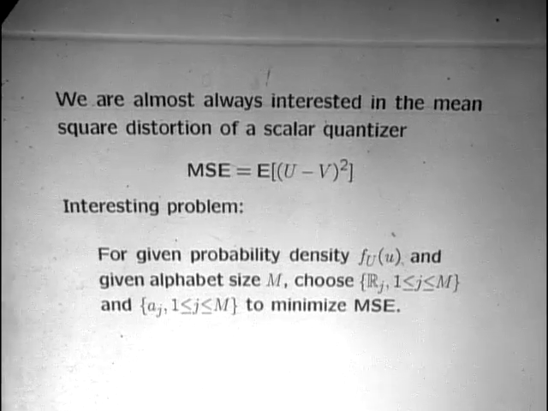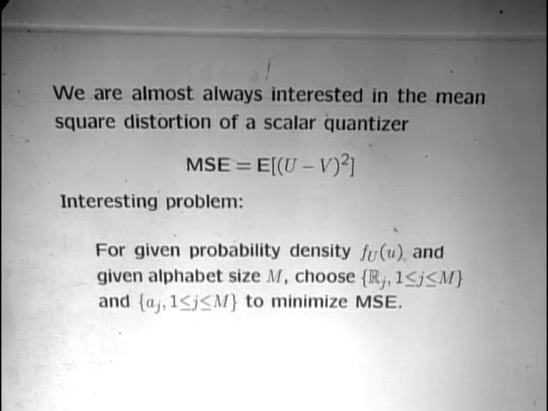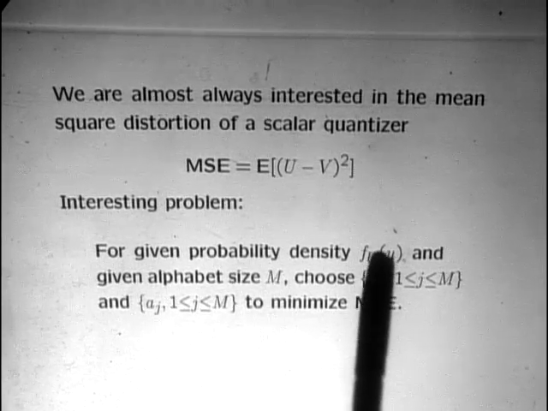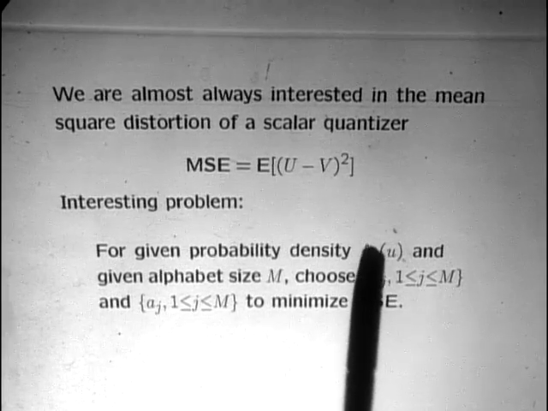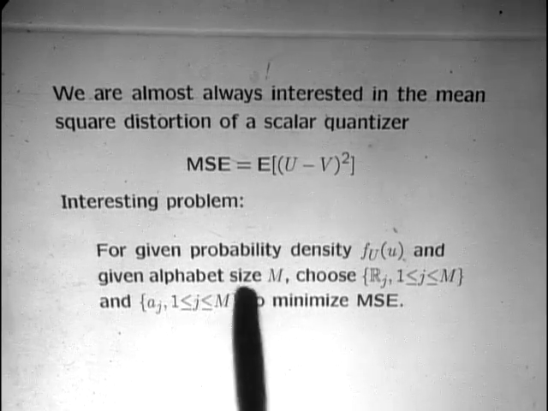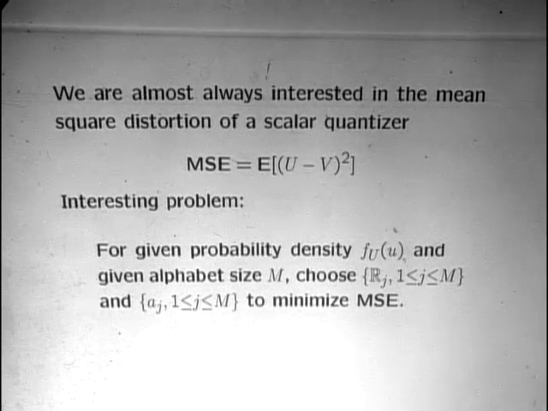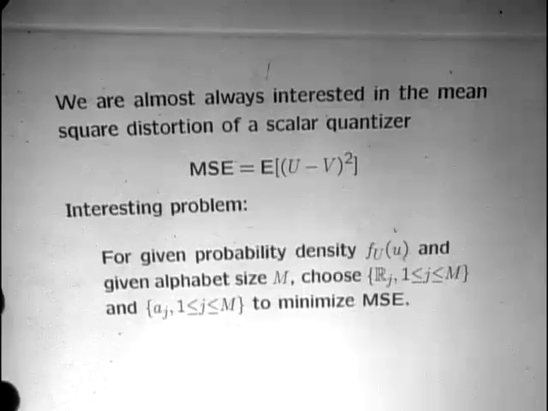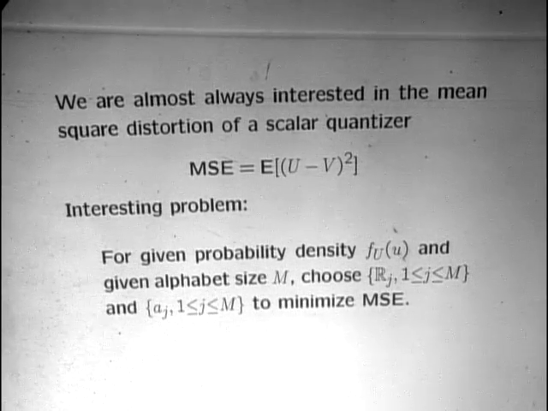Okay, so given that we're interested in the mean squared distortion of a scalar quantizer, an interesting analytical problem that we can play with is for a given probability density on this real random variable, and we're assuming we have a probability density, and a given alphabet size m, the problem is, how do you choose these regions and how do you choose these representation points in such a way as to minimize the mean squared error?